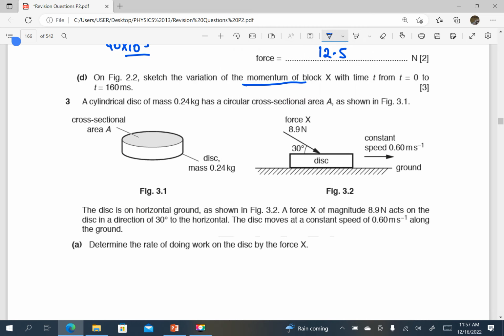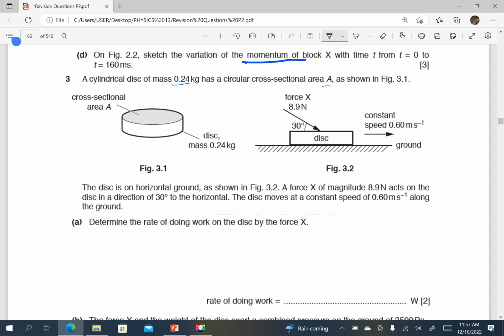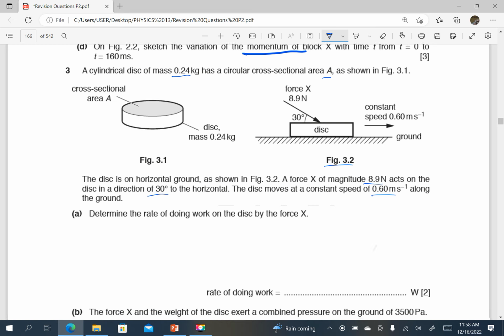A cylindrical disc of mass 0.2 kilograms has a circular cross-sectional area A as shown in the figure. The disc is on horizontal ground as shown in figure 3.2. A force X of magnitude 8.9 acts on the disc in a direction of 30 degrees to the horizontal. The disc moves at a constant speed of 0.6, that means the acceleration is 0, along the ground.